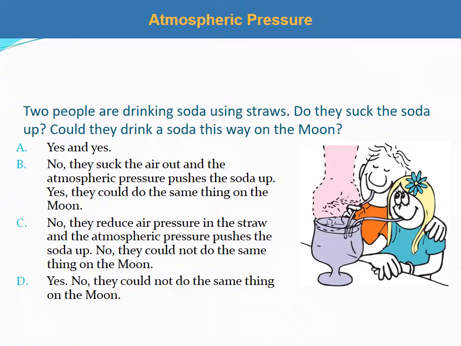Two people are drinking soda using straws. Do they suck the soda up? Could they drink a soda this way on the moon? A. Yes and yes. B. No. They suck the air out and the atmospheric pressure pushes the soda up. Yes, they could do the same thing on the moon. C. No. The reduced air pressure in the straw and the atmospheric pressure pushes the soda up. No, they could not do the same thing on the moon. D. Yes. And no, they could not do the same thing on the moon.